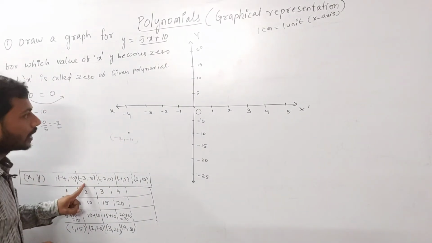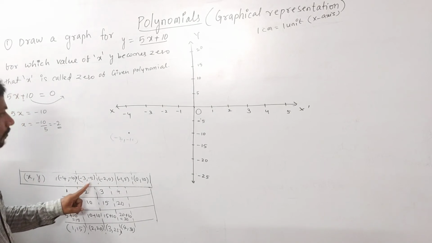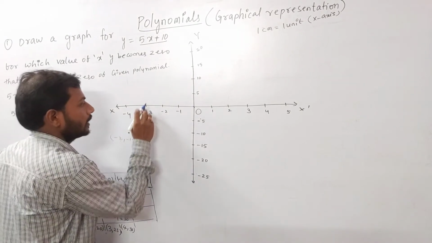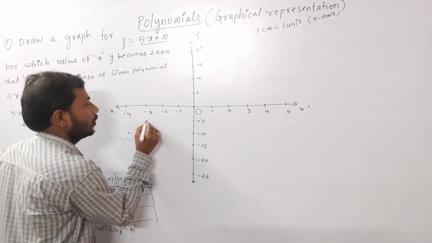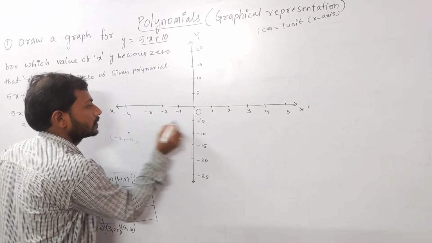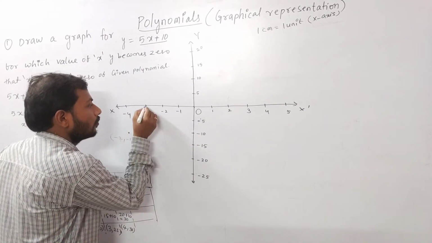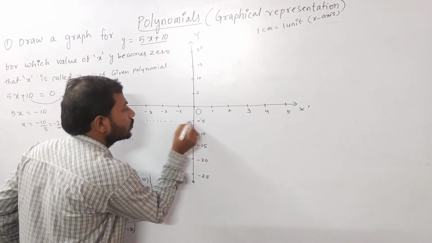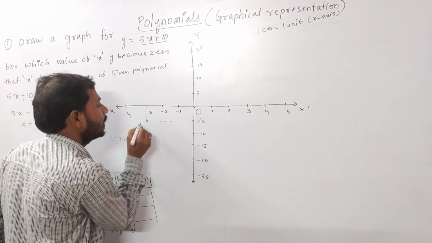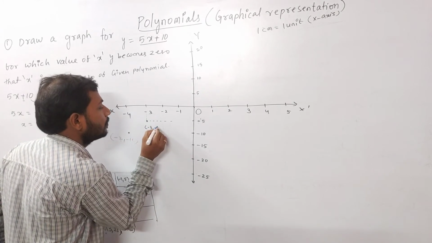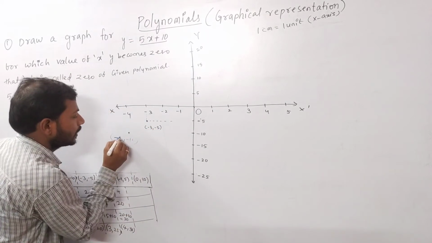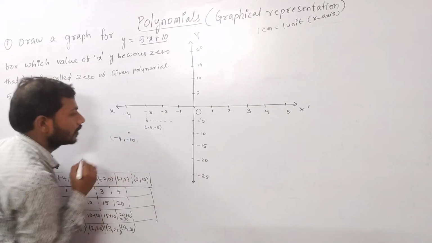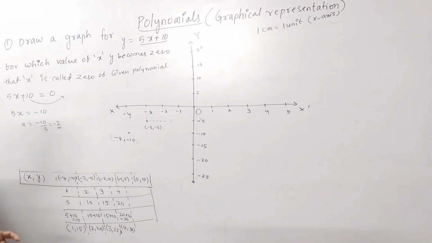Second one is what, Nana? -3, -5. I hope -3 on the x-axis, -5 on the y-axis. Where both meet, that location you have to see. I hope you will get it here. This is -3, -5. This is -4, -10. Next, what is that, Nana?